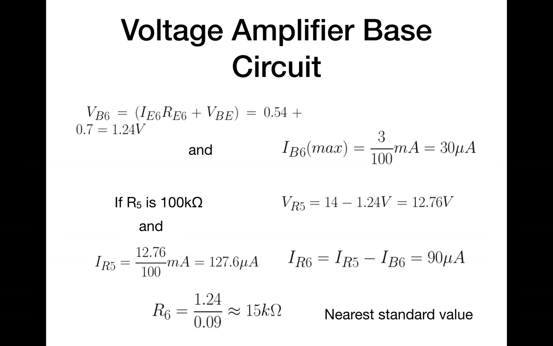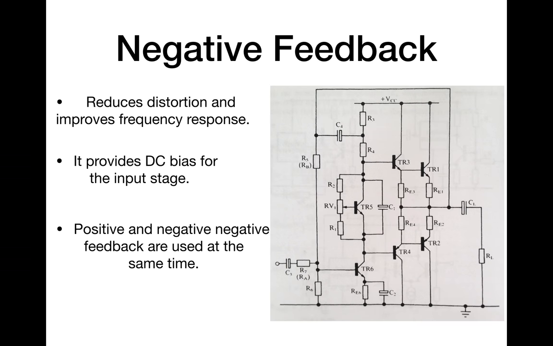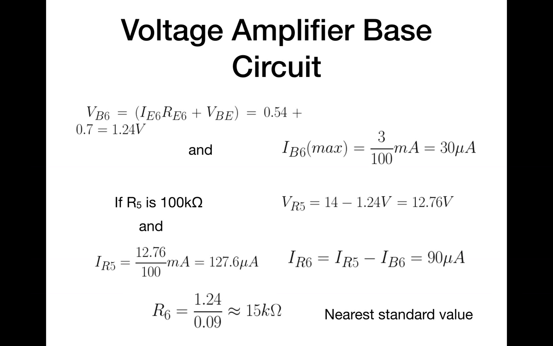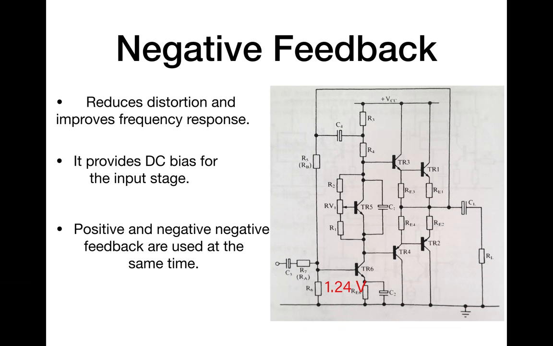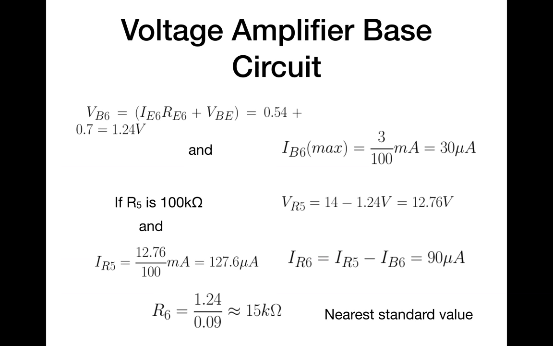So if R5, which is the upper leg of that voltage divider, is 100K, it's just an even value to start with, you'll get 127 microamps running through that, which is well over high enough. Basically you want the current through the voltage divider leg to be high enough. Now, you want 1.24 volts over the lower leg of the potential divider, and your base current is 30 microamps, and your upper leg of the resistive divider is 127 microamps. You subtract those two, because the base is going to steal 30 microamps, you'll get about 90-ish out there. So the nearest standard value for the lower leg of that potential divider is probably around 15K.